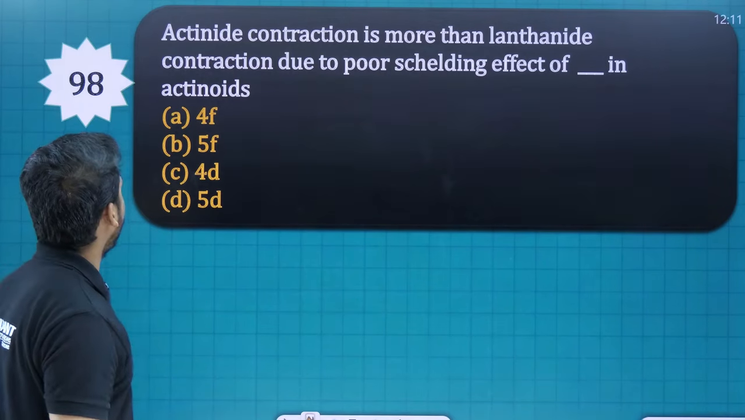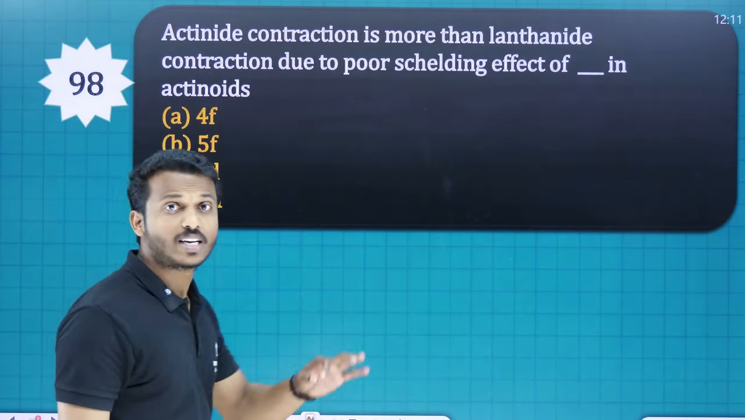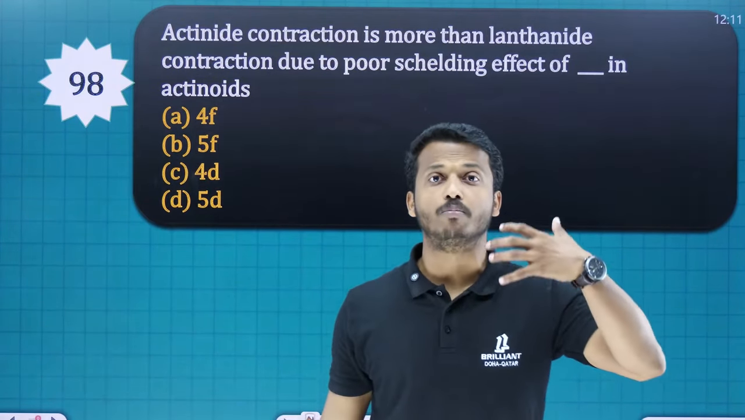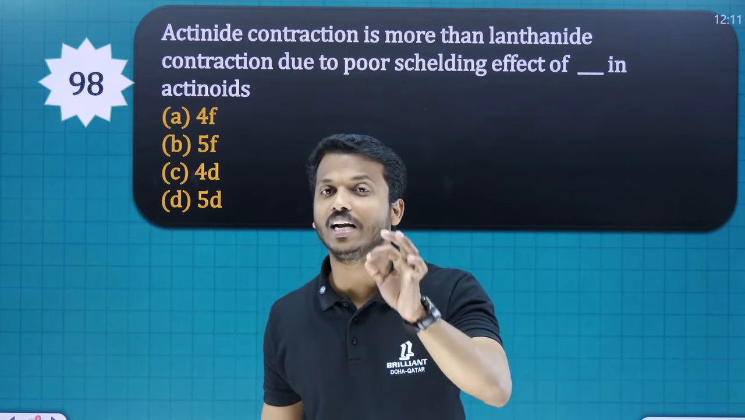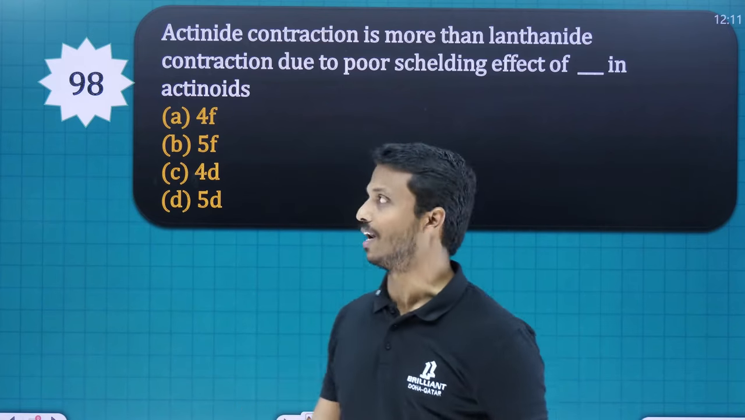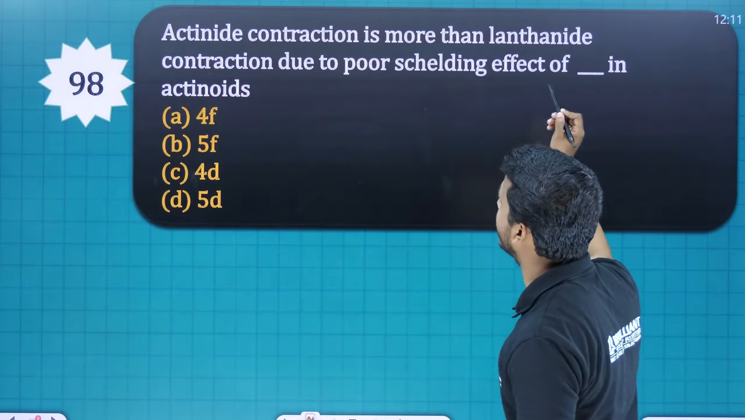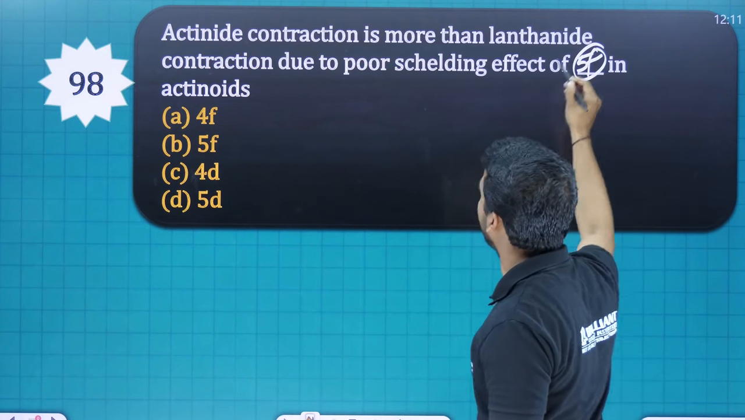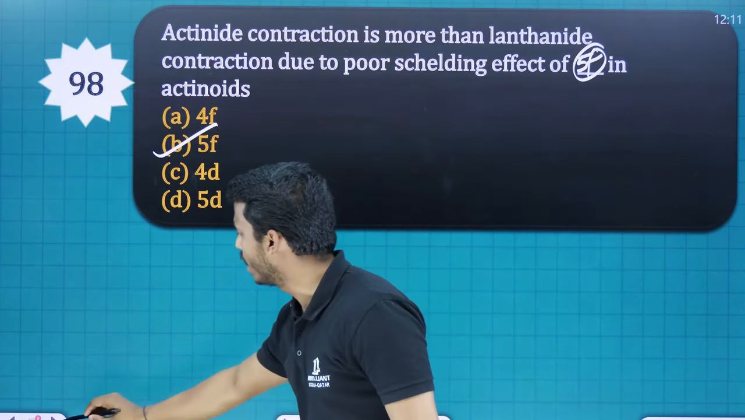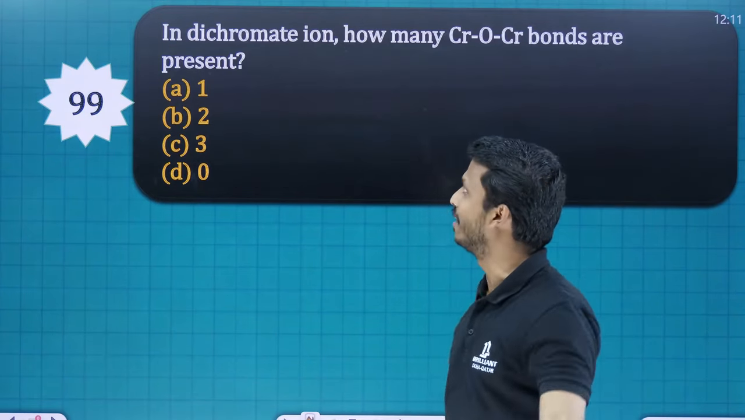Ln2O3. Then actinide contraction is more. We studied that actinide contraction is more than lanthanide contraction because of the very poor shielding effect of 5f orbital in actinoids. Okay, 99, second last question.